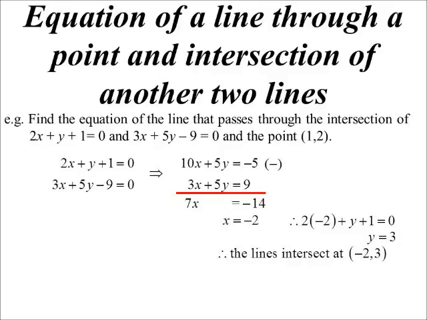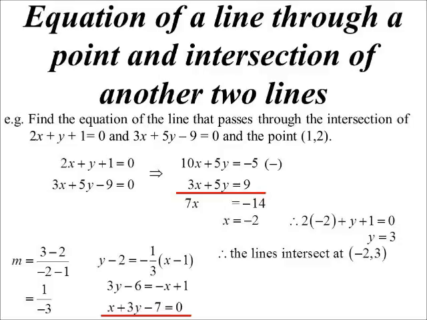Well, I can find the slope. That turns out to be -1/3. I have a point, I have a slope, so I should be able to find the equation of the line. Point-slope formula, rearrange it, and there it is: x + 3y - 7 = 0. I say that's one way of doing it. There is a quicker way.